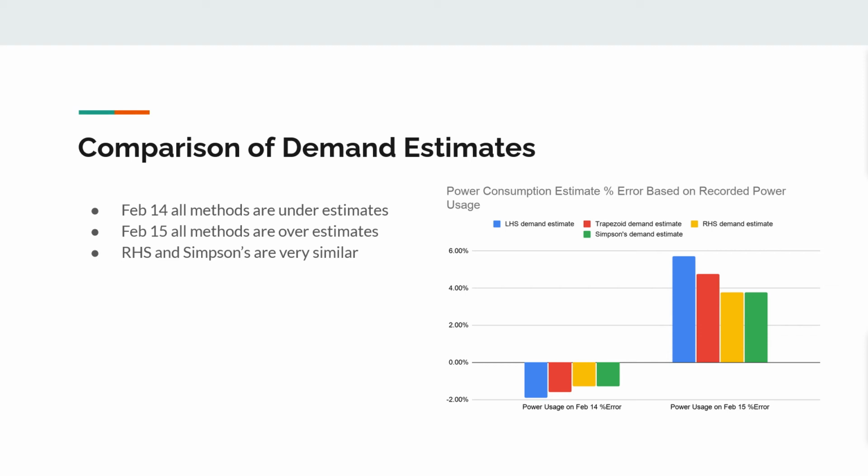So all of our results have similar levels of error. This would have us believe that the error is consistent in the data set. But then we can see on the 15th, this is an abnormal day where we have significantly higher error, and these are all overestimates. This would lead us to believe that on that day, there was a drop in power consumption, and this was caused by the blackout. As we can see, we also have right-hand side and Simpson's rule, which are very similar, and they have the lowest error as they're both closest to zero.